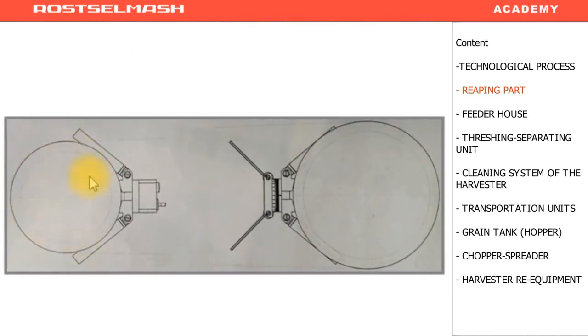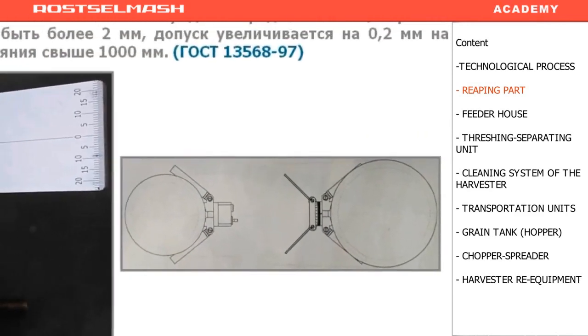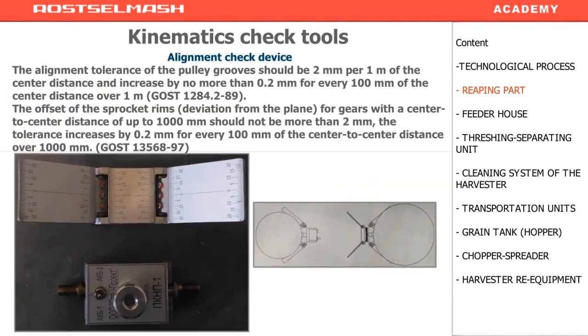So here's the pulley, and here's the pulley. If the distance is 1 meter from the center, the axial deviation may be not more than 2 mm. If the distance from the center is more than 1 meter, per each 100 mm, the deviation of not more than 0.2 mm is allowed. The similar situation is with sprockets.